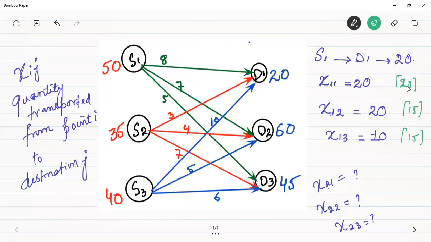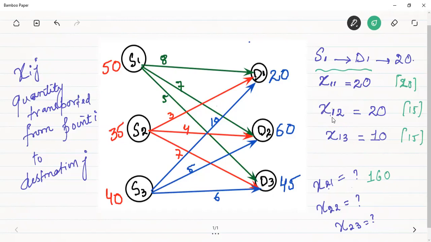So let me calculate the cost for this. If I calculate the cost, X11 means 20 units are being transferred from source 1 to destination 1. So what will be the total cost associated with this? Can anyone say? The cost per unit of transporting from 1 to 1 is ₹8. Since I am transporting 20 units from 1 to 1, the total cost will be 160. It is simply the cost per unit multiplied by the total number of units transferred from 1 to 1.